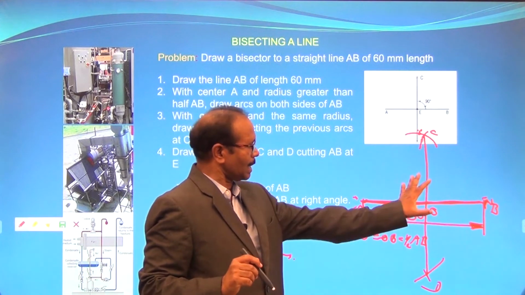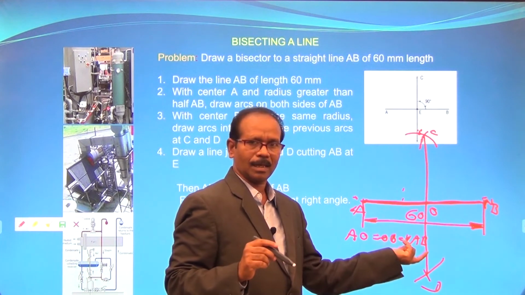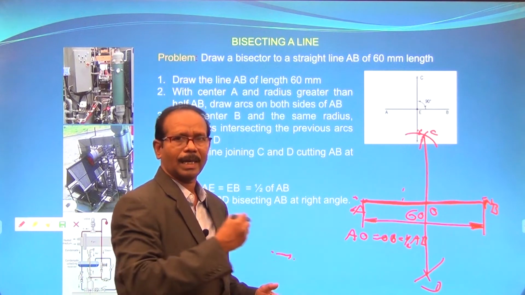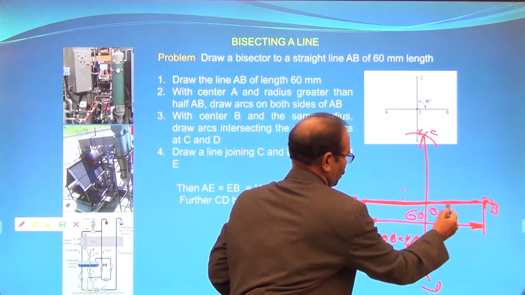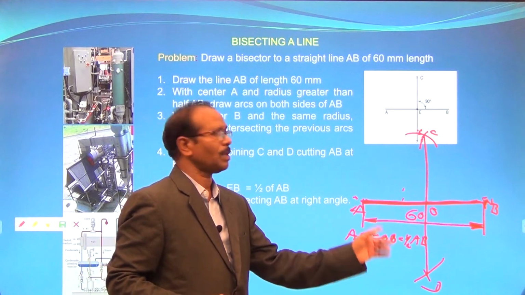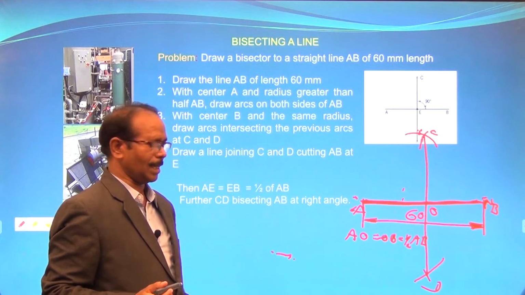First start the entire construction with H pencil only. Once you finish the diagram, and there is no error, you can rewrite that line with HB pencil to highlight it. So this is the result I achieved. So this is about the first problem, a line bisector.